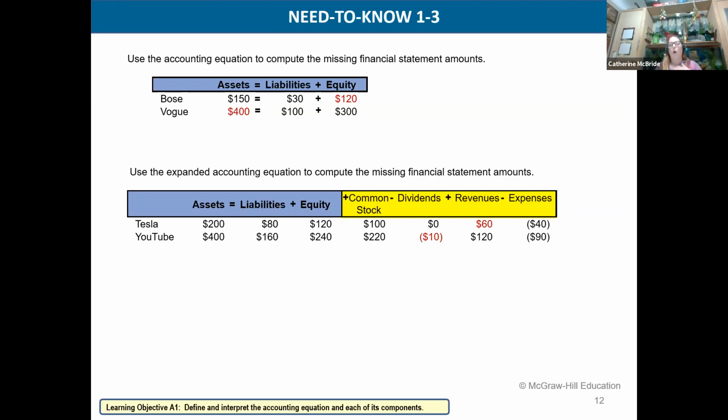Now, I want to also point out, if you look at Tesla, the assets equal the liabilities plus the equity. $200 in assets, 120 plus 80, $200 in liabilities and equity. And for YouTube, 400 in assets, 160 and 240 is $400 in liabilities and equity. Always balances.